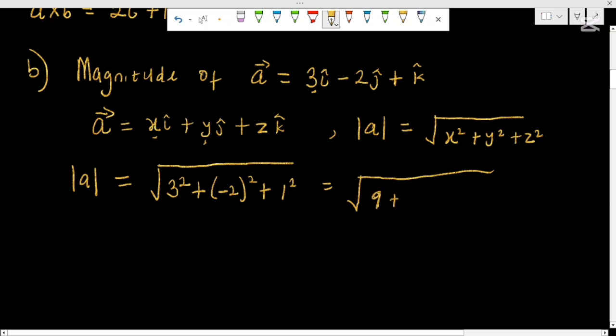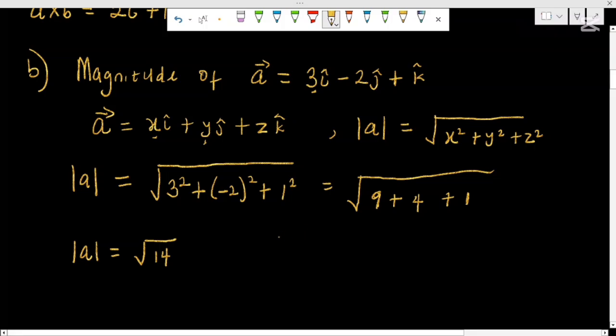9 plus minus 2 squared, that's 4 plus 1. So which means that our final answer, which will be the magnitude of A, is the summation of everything we have here. 9 plus 4, that's 13. 13 plus 1, that's 14. The square root of 14. It's as simple as that.